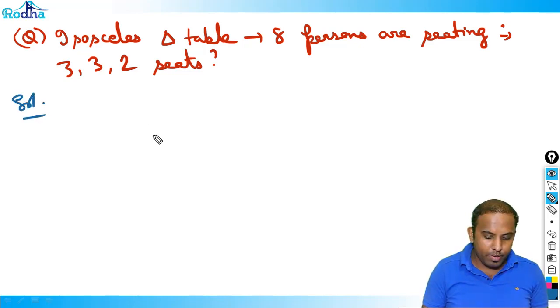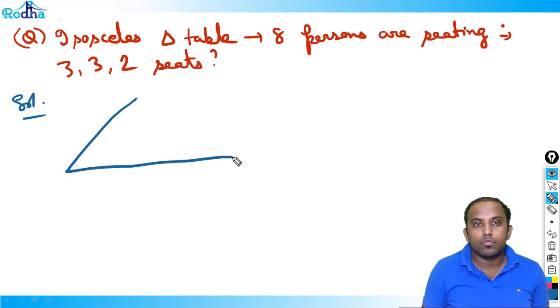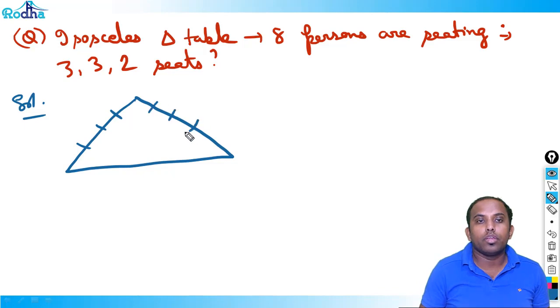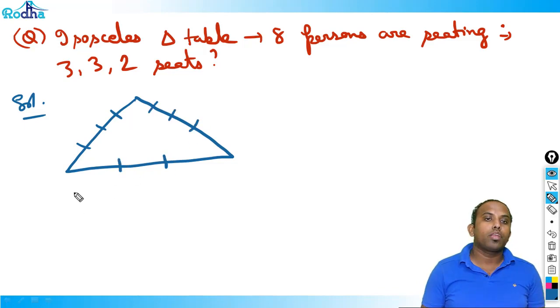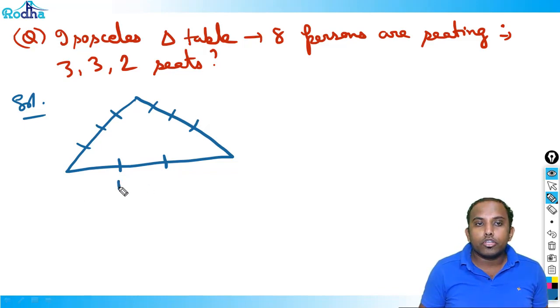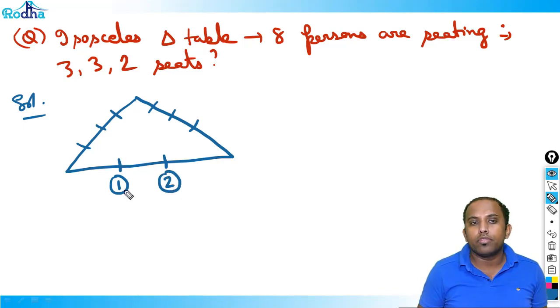If I make this isosceles triangle table here, let's say these 3 seats are 1, 2, 3, then 1, 2, 3, and then 1 and 2. Now start thinking: what is the case here? Let's say this is the first person sitting here. He will have a different view from the second person, because the first is close to the left corner and the second is close to the right corner. These two are different seats.